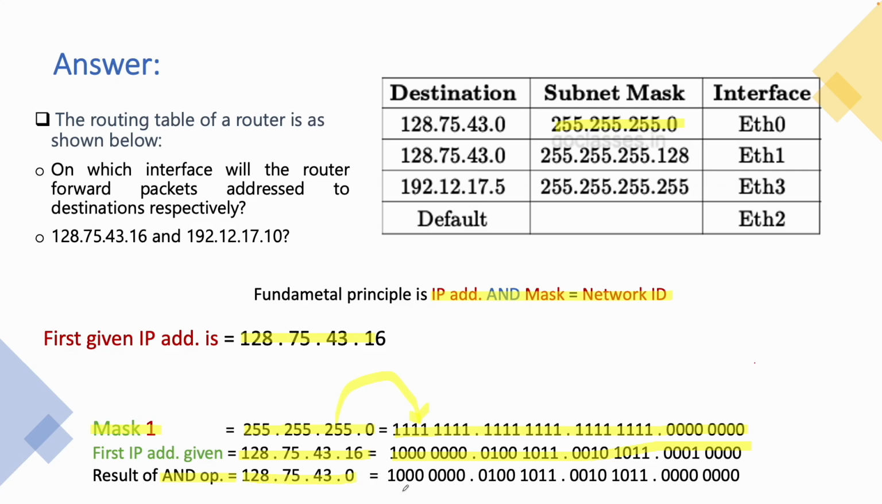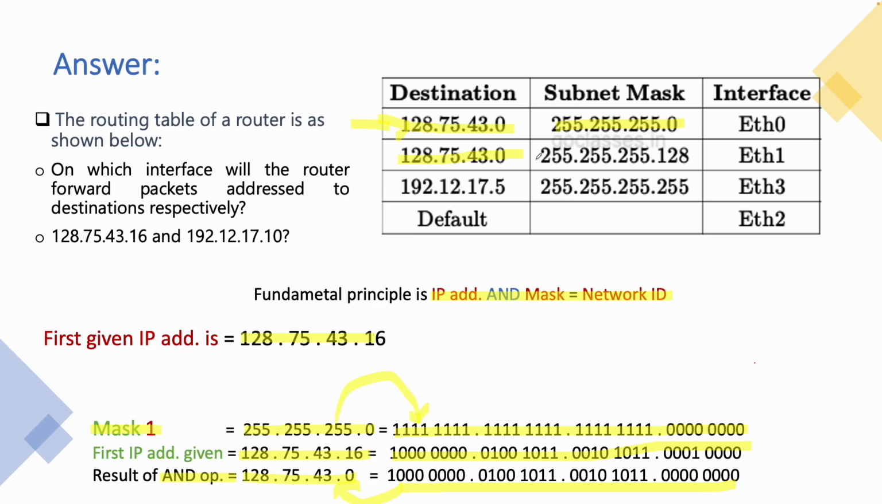That is, 1 AND 1 gives 1, 1 AND 0 gives 0, and 1 AND 0 gives 0. Similarly you can keep doing this until you arrive at the last string, and when converted back into dotted decimal we get 128.75.43.0, which, as you can see, matches the destination. This one is also 128.75.43.0, and this second entry is also 128.75.43.0. So what will you do?